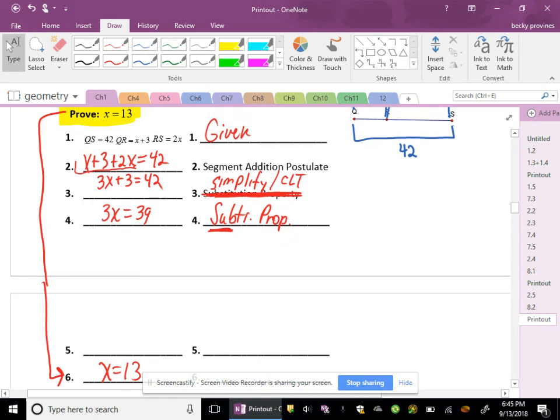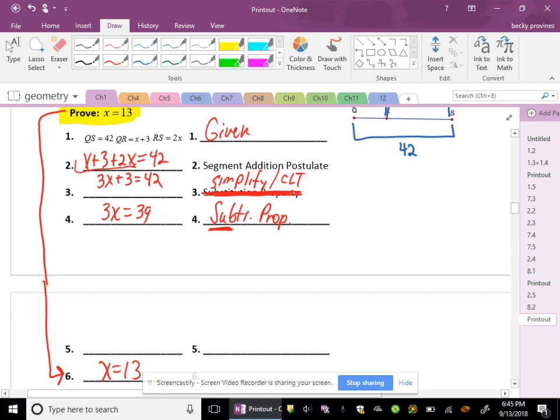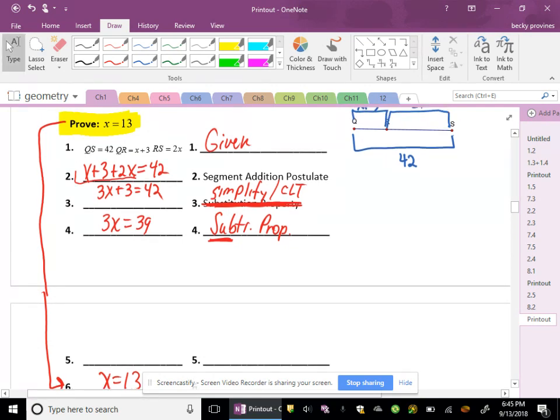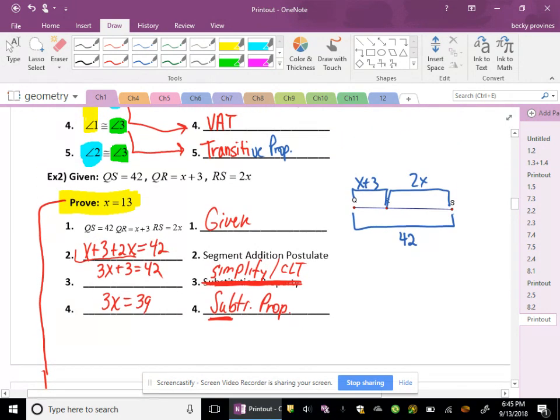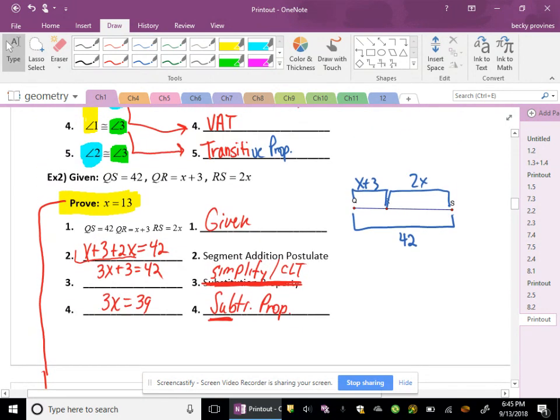Now this proof is missing a step, or I don't know what it is. I'm going to start over.